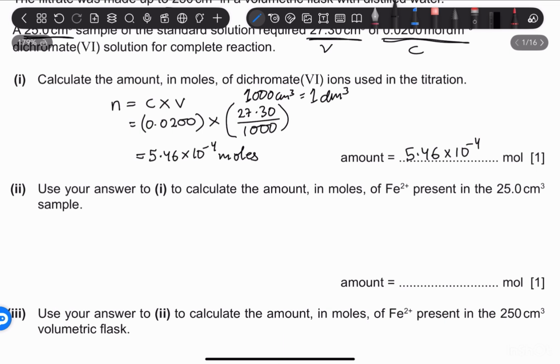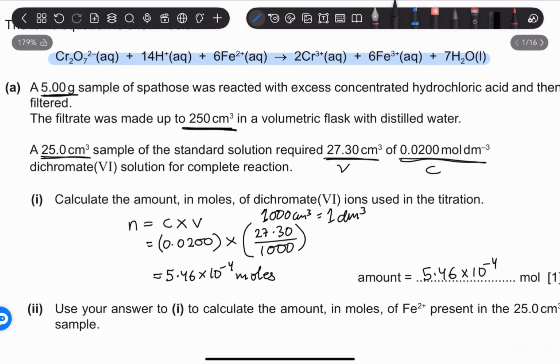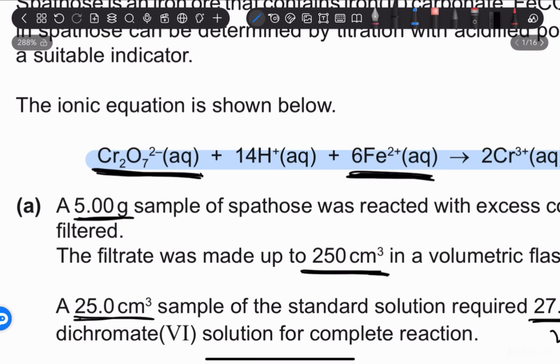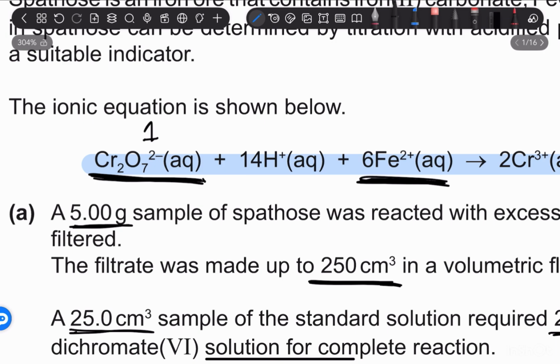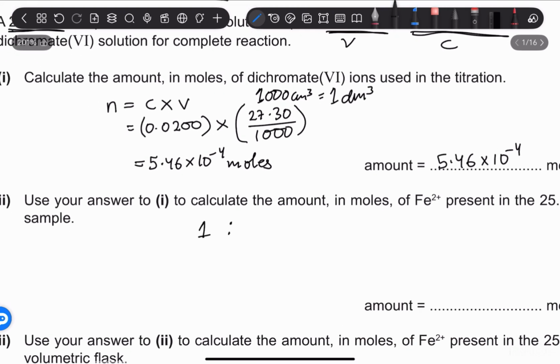The second part says use your answer to I to calculate the amount in moles of Fe2+ present in the 25 cm cubed sample. For this we have to use mole ratios. We have the amount of dichromate ions. The dichromate ions are present here in the equation, and the Fe2+ ions are what they want us to find. For every 1 mole of dichromate ions, we have 6 moles of Fe2+ reacting. So our ratio is 1:6.